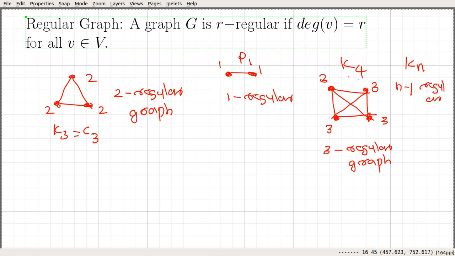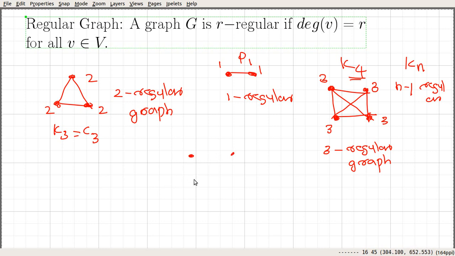Okay, so K4 is an example of what is called a 3-regular graph. These are some examples of regular graphs. So let me give an example of a graph that is not regular.